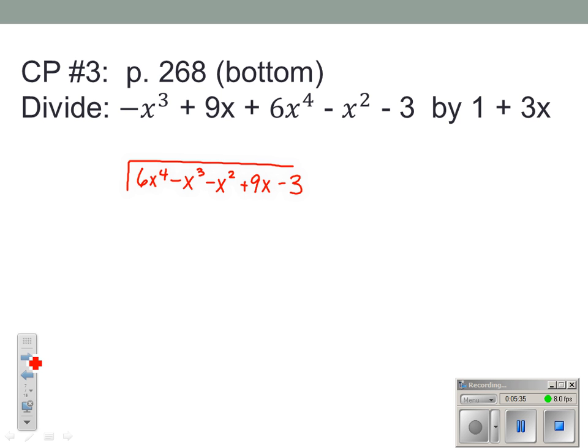Same thing with your divisor. Rewrite that so that it is in descending order. Now we can go ahead and do our division. So 3x goes into 6x to the fourth, 2x to the third times.